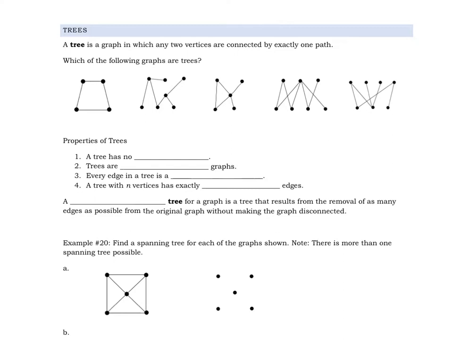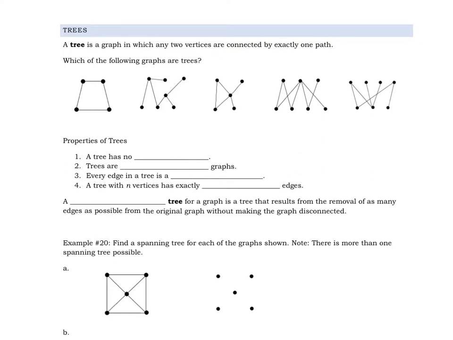Graph theory, trees, and spanning trees on page 20. A tree is a graph in which any two vertices are connected by exactly one path. So I think the best way to look at it would be if you removed any one of the edges, would that graph become disconnected? So let's look at this example. Which of the following graphs are trees?